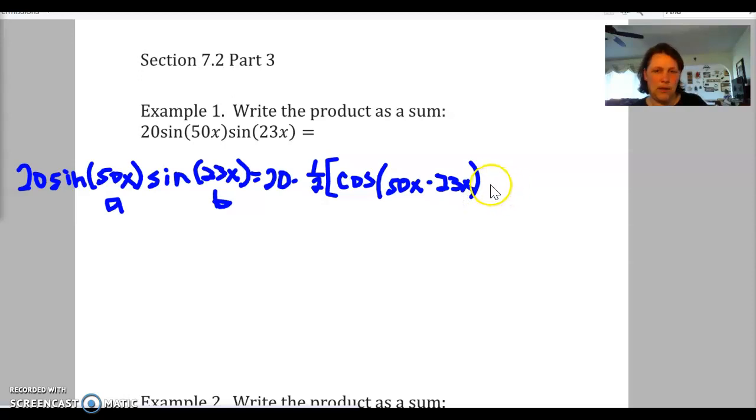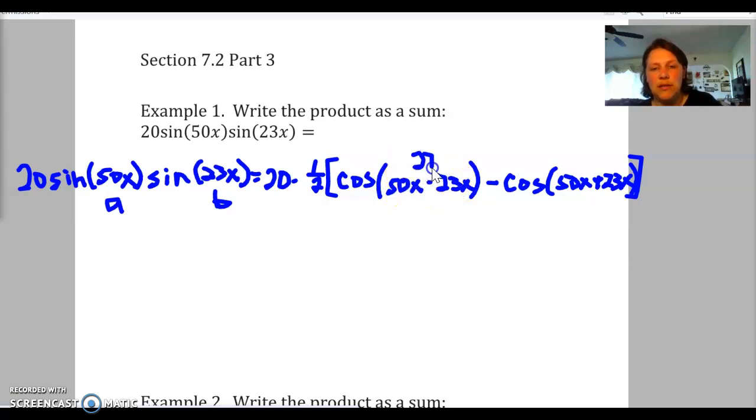and then minus cosine of 50x plus 23x. Alright, so now we just need to go ahead and simplify everything. So inside our parentheses here, 50x minus 23x is going to be 27x. And then 50x plus 23x is going to be 73x.